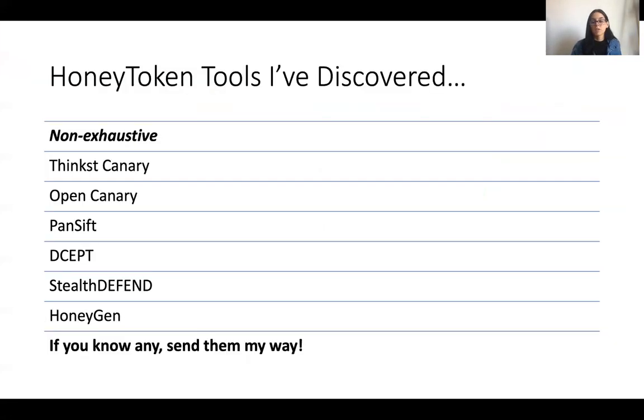So other tools I've discovered in my research are Thinkst Canary, OpenCanary, which is essentially a more open source version of Thinkst Canary, which I found on GitHub, Pansift, Decept, Stealth Defend, and HoneyGen. This is a non-exhaustive list, so if anyone has other tools they might have found online, or just tools in their experience, I would love to talk about it and learn more about it, so please let me know.